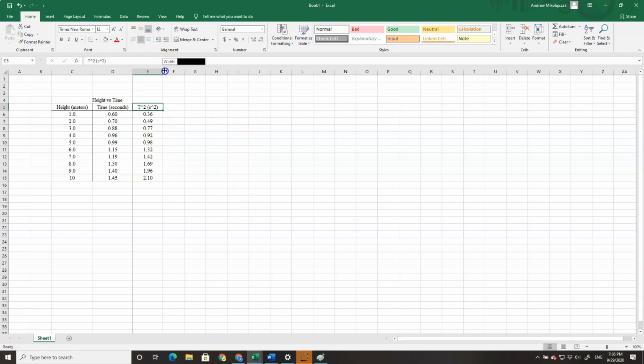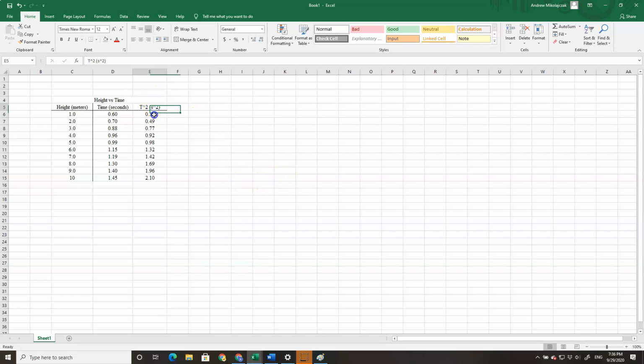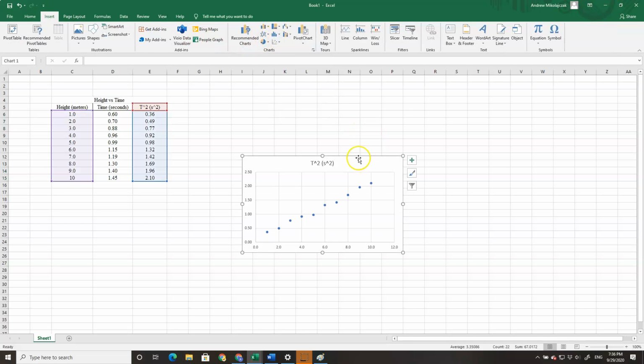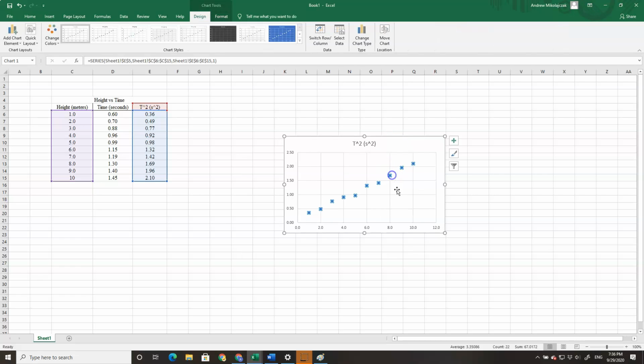So I'm getting pretty close. I'm now ready to make my graph where t squared is the y-axis and h, or height, is the x-axis. So in order to do that, I'm going to first select the data. Notice I selected height in meters, and I selected the time squared. I'm going to insert a scatter plot. We always want a scatter plot. We do not do connect the dots. We always do a scatter. So I'll make this height versus time squared.